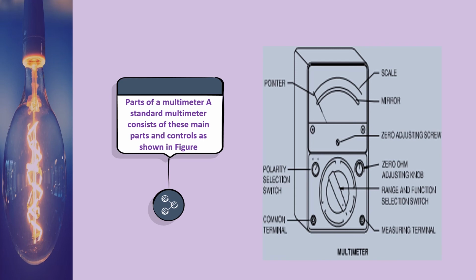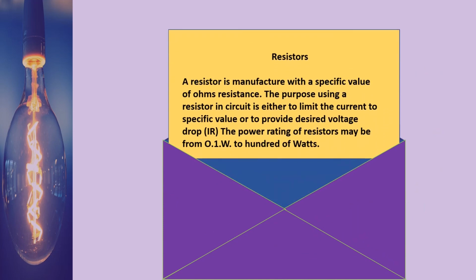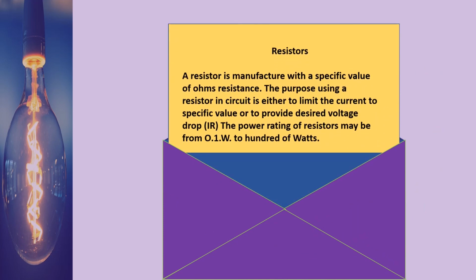Resistors. A resistor is manufactured with a specific value of ohms resistance. The purpose of using a resistor in a circuit is either to limit the current to a specific value or to provide a desired voltage drop. The power rating of resistors may be from 0.1 W to 100s of watts.